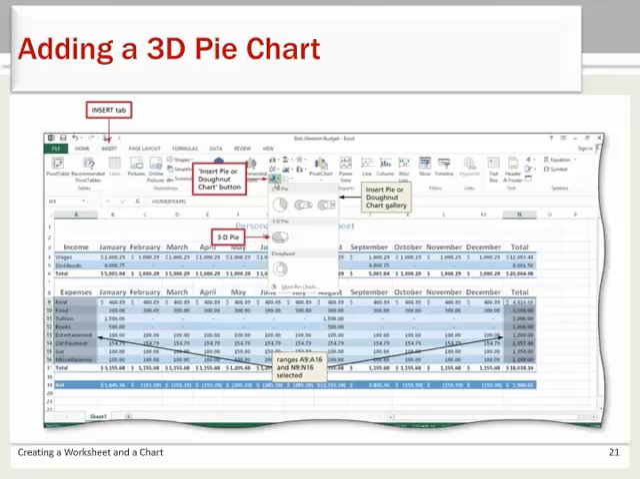Now we're ready to add the 3D pie chart. To do this, select the range for the 3D pie chart as shown on this slide. Tap or click the Insert Pie or Donut Chart button in the Insert tab to display the Insert Pie or Donut Chart gallery. Tap or click the Insert Pie or Donut Chart gallery to insert the chart.